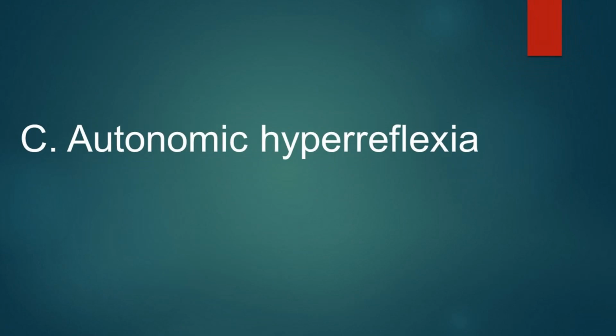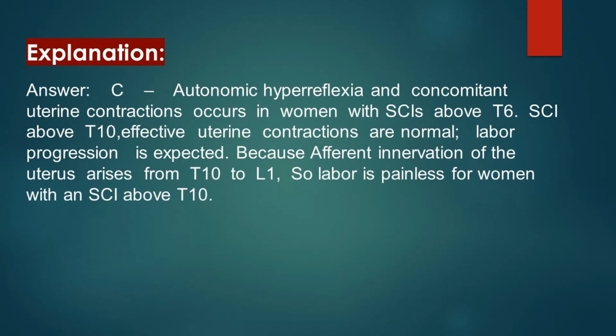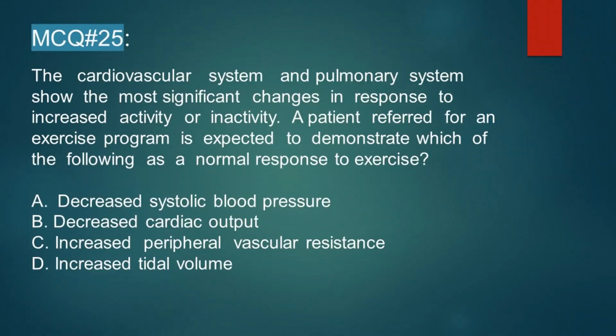Let's see the explanation. Autonomic hyperreflexia and the concomitant uterine contractions occur in women with spinal cord injury above T6. In the case of spinal cord injury above T10, effective uterine contractions are normal and labor progression is expected because the efferent innervations of the uterus arises from the T10 to L1. So the labor is painless for the woman with spinal cord injury above T10. So let's see the last MCQ of this video.